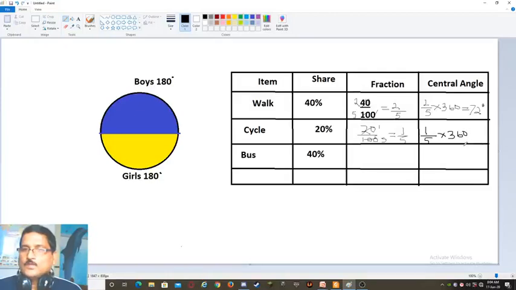Okay, sorry, earlier it was 40%, na? So multiplied by 2 here. After multiplying, 72 into 2, it will be 144. Clear? This type of mistake should not be there. So it will be 144 degree. So now here also I can cut, it will be 72 degree.